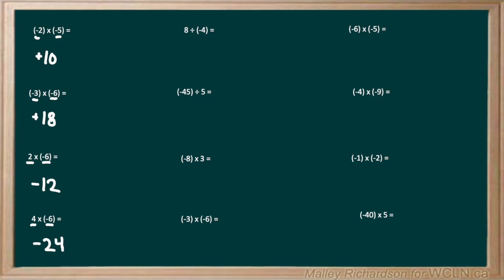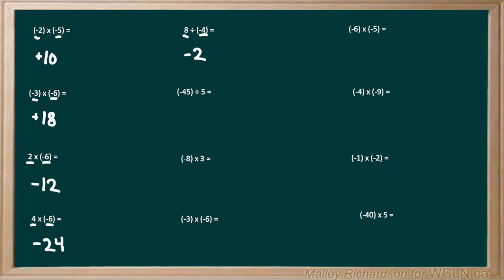Next we have 8 divided by negative 4. Well, division has the same rules as multiplication. So we have a positive 8 and a negative 4, so we'll end with a negative answer. 8 divided by 4 is 2, and then a positive divided by a negative is a negative, so our answer is negative 2.